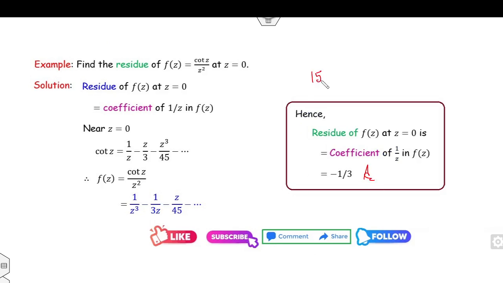You can see that within 15 seconds you can get your answer by using the expansion series.